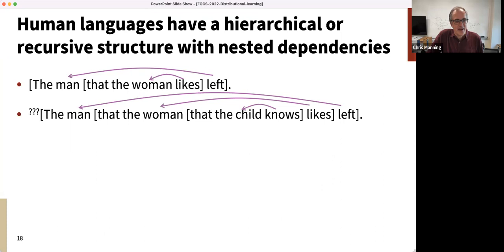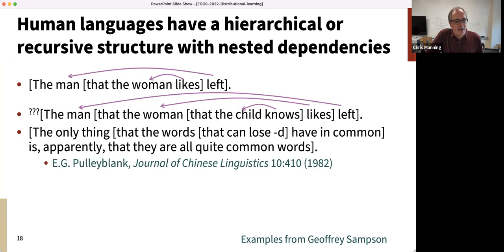So here is an example from a linguist. The only thing that the words that can lose D have in common is apparently that they're all quite common words, and we have exactly the same triple nesting as in the example above.